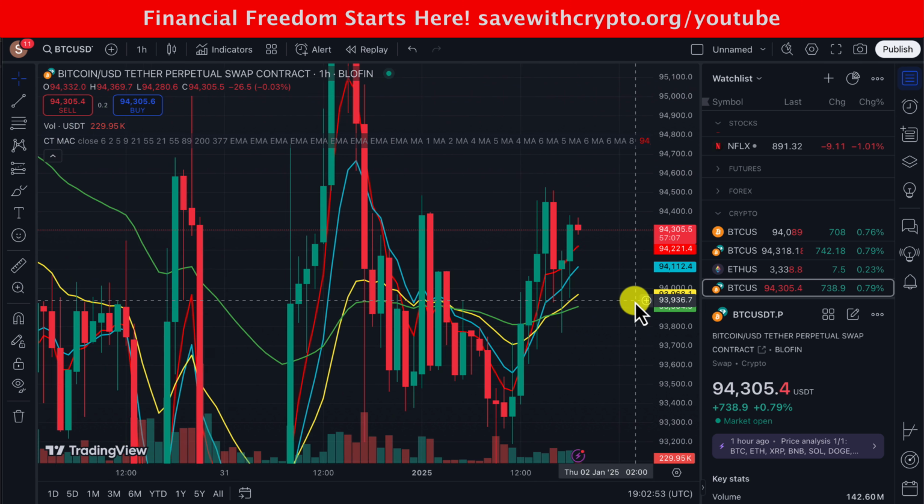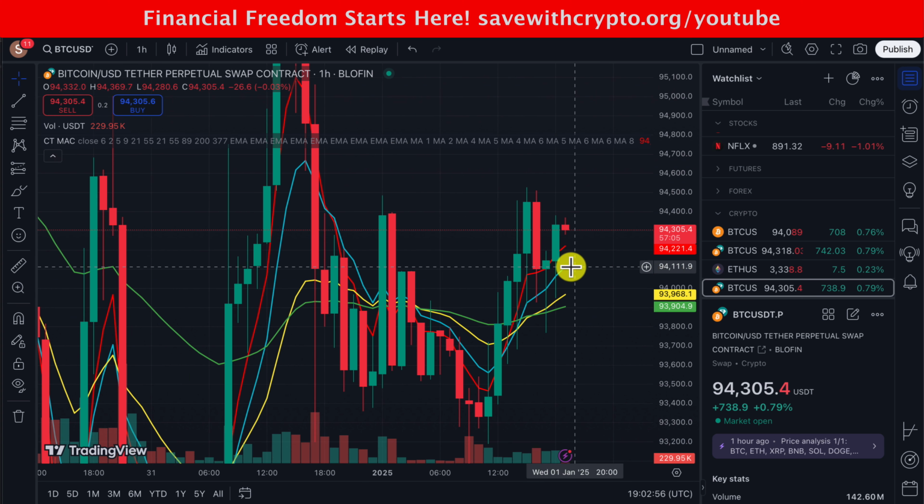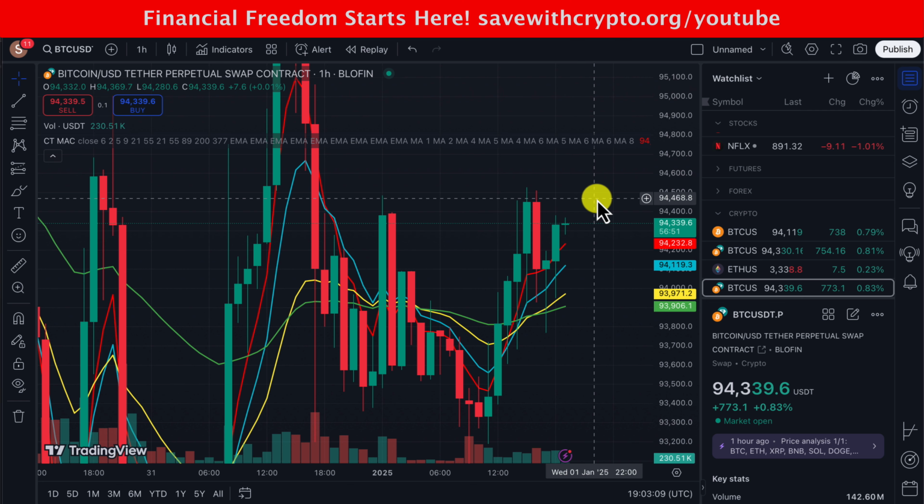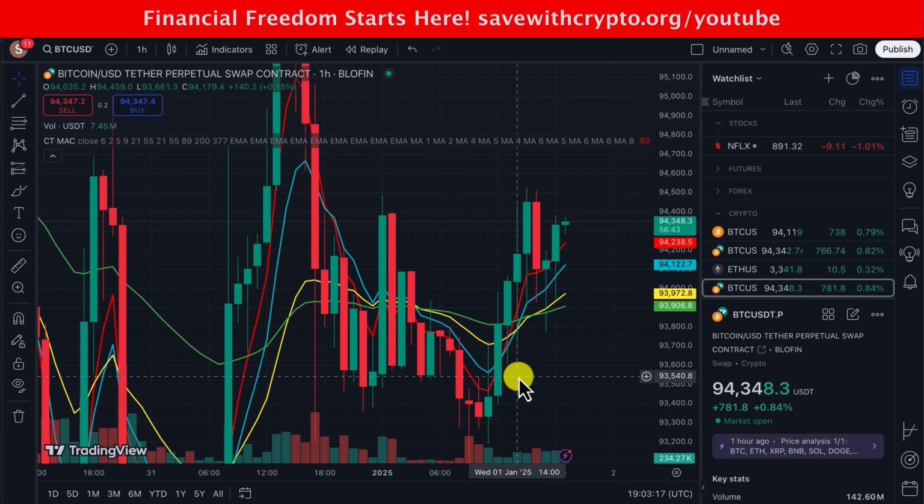And when I start seeing this red come back to the cyan, I will know that that is probably the end of the uptrend. And I'll be looking at taking profits on longs or possibly even entering a short. And that's how I use the EMAs. Really useful. It's a free indicator. And as you can see here, it works on the free version of TradingView.